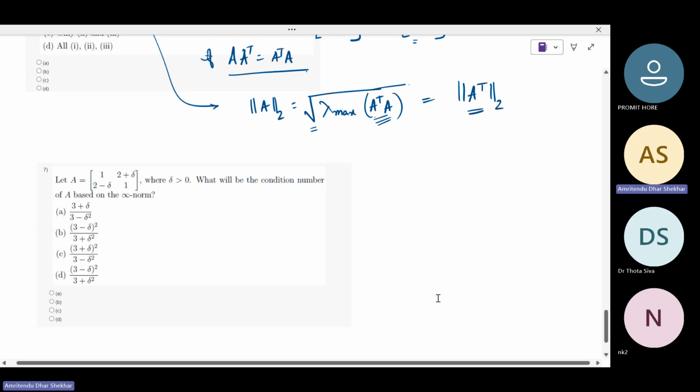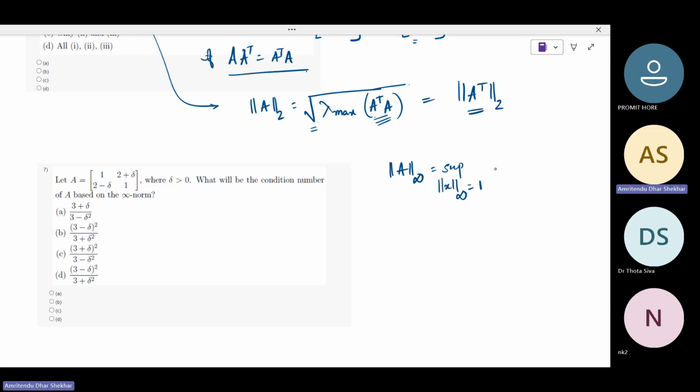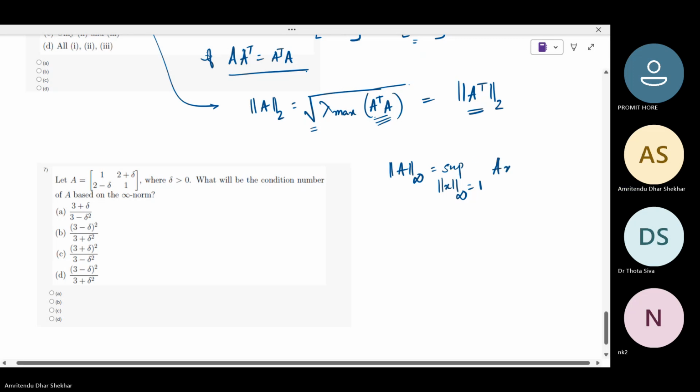Yeah. This is an easy question. You're given a matrix and you're asked to compute the condition number based on the infinity norm. So let's just quickly check how to compute the infinity norm, the sup norm, of a matrix. This is the sup over x with infinity norm equal to 1.